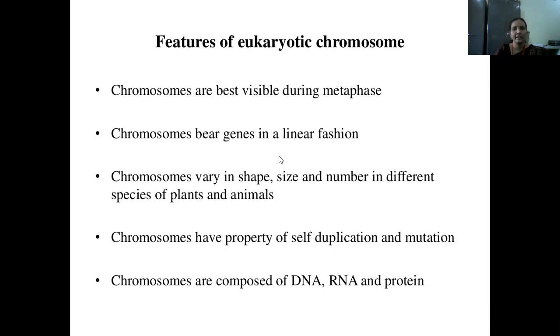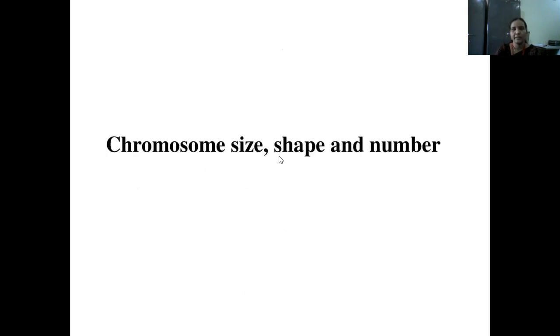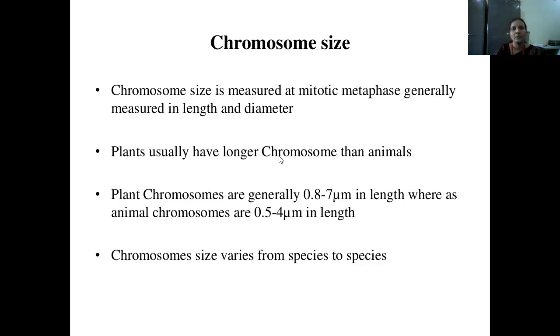Chromosomes vary in shape, size, number in different species of plants and animals. Its shape, size and structure change according to the species. Chromosomes have properties of self-duplication and mutation. It can have alteration, duplication, mutation, insertion. So chromosomes are composed of DNA, RNA and protein. Chromosome size, shape and number.